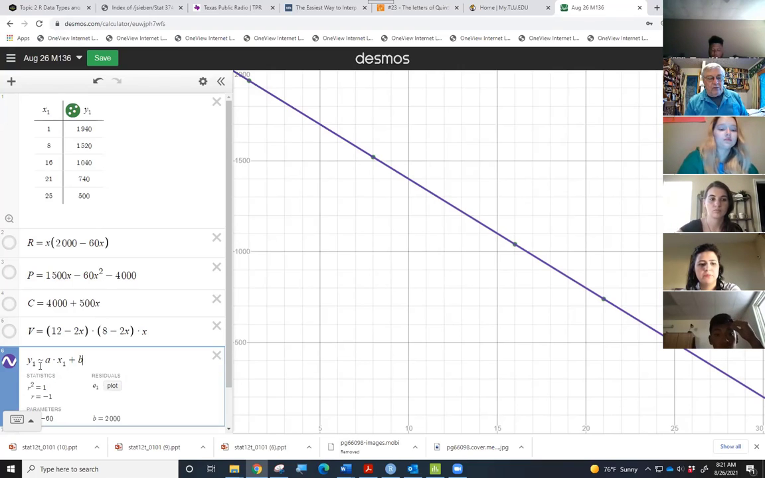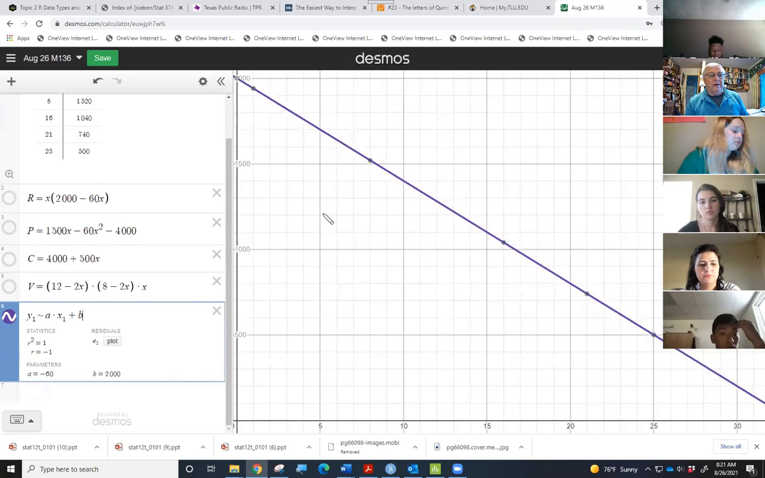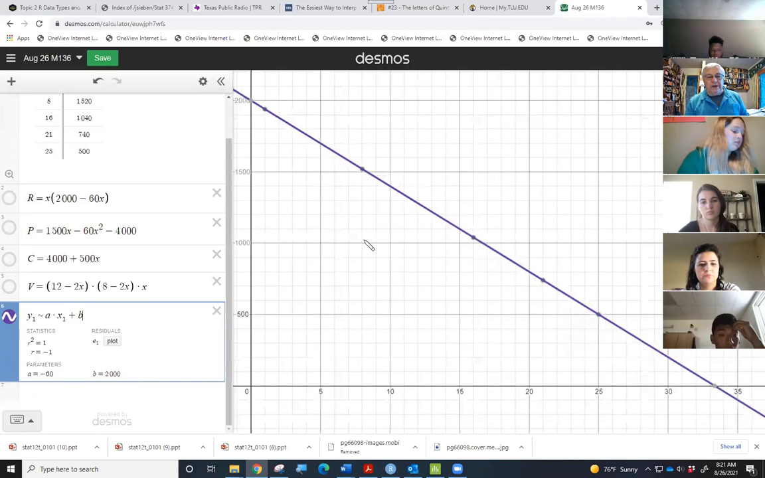I didn't use equals because the tilde is a symbol that I want Desmos to calculate the value of a and b for me. And did Desmos do that? Well, I see that a is -60 and b is 2000. So Desmos did that. And not only that, it graphed it for me. Now, how good is that graph? Well, that's pretty darn good.